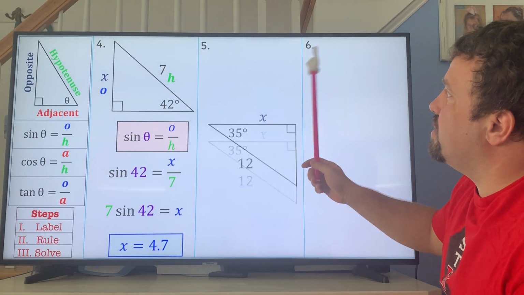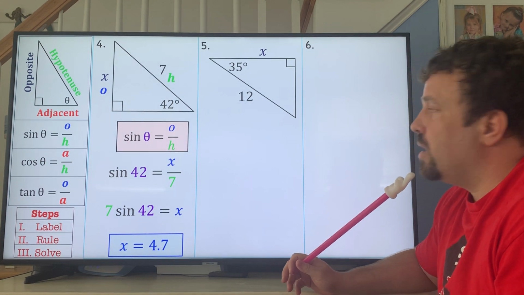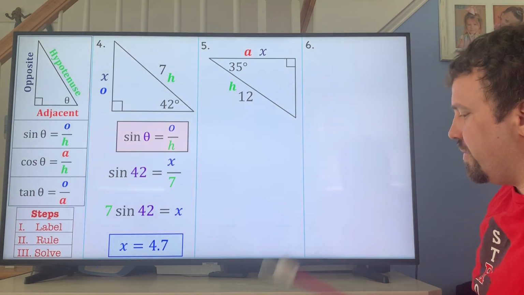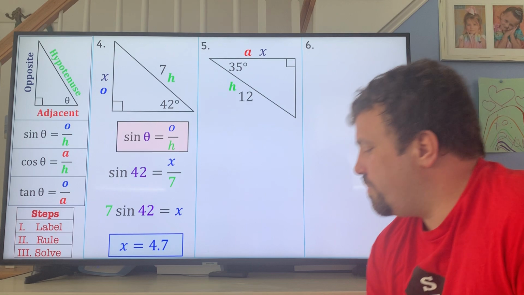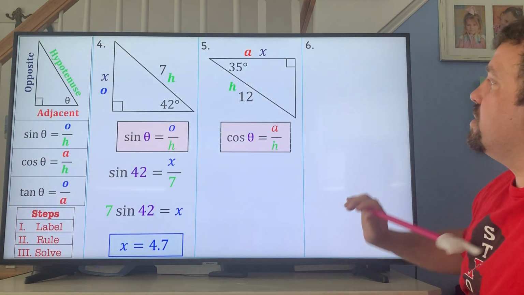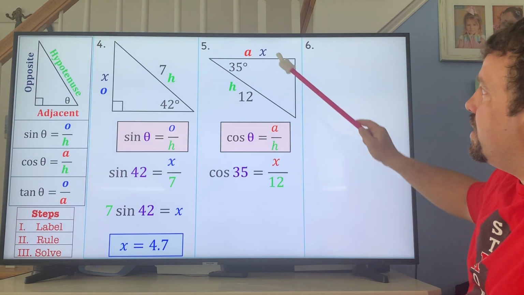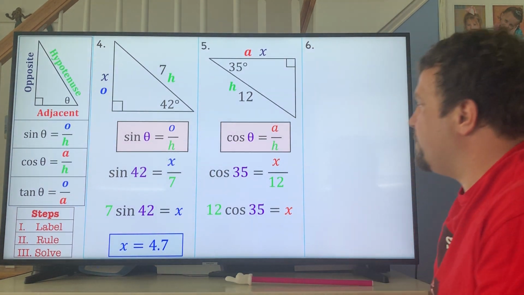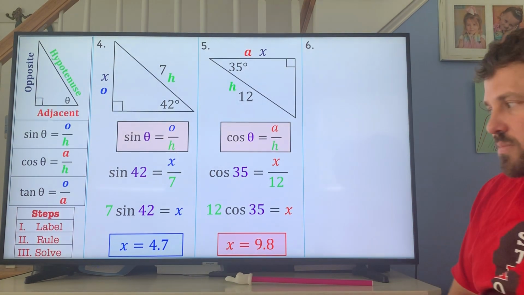All right? Ready? Why don't you guys give that a chance? All right? You have hypotenuse and you have adjacent. So, you're going to use cosine, adjacent over hypotenuse. Cosine 35 equals x over 12. 12 times cosine 35. Type it in your calculator and you get 9.8. All right.